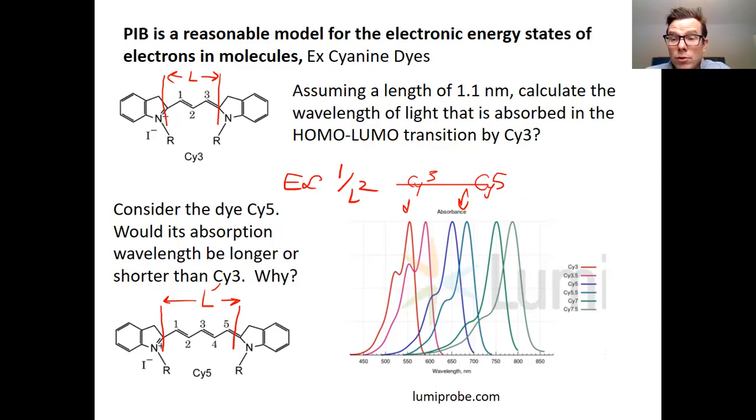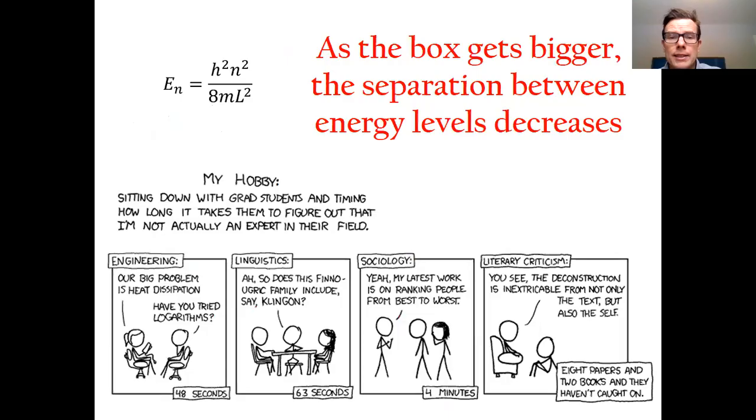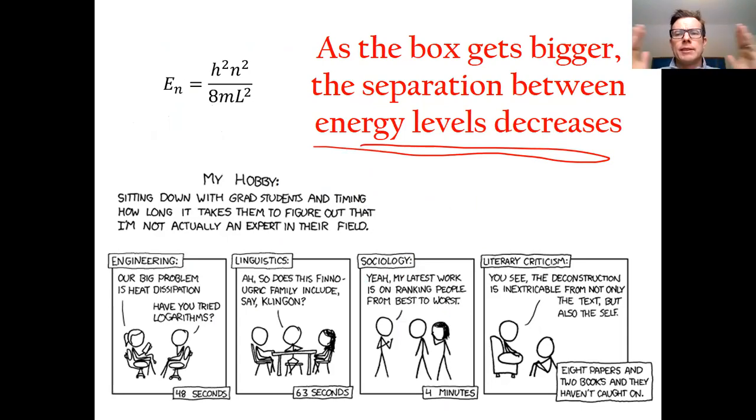And this is perhaps one of the most critical things that we get from the particle in a box model. If you're a note-taking person, put this in your notes and circle it. As the box gets bigger, the separation between energy levels decreases. This is true in almost every quantum mechanical system. As you weaken the confinement, as it spreads out, as the box gets bigger, its energy levels shrink.